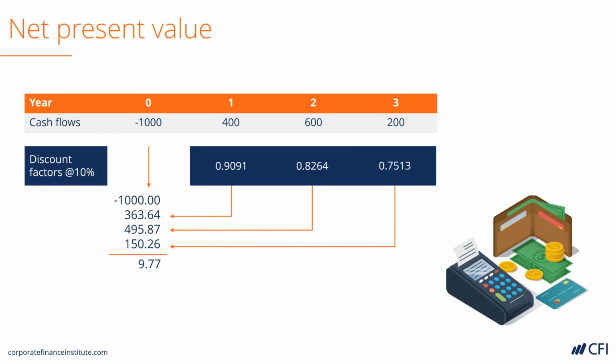If the NPV is positive, the project is profitable. If it is negative, the project is unprofitable. In this example, the NPV is positive, so this project is indeed profitable.